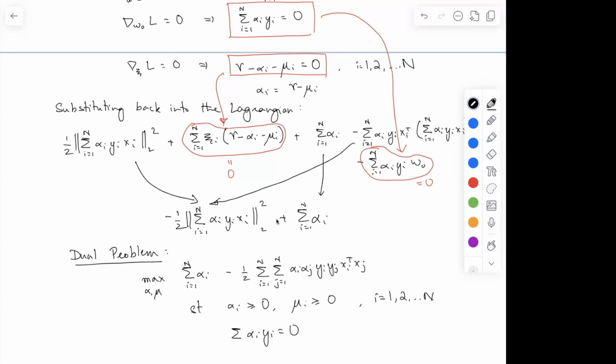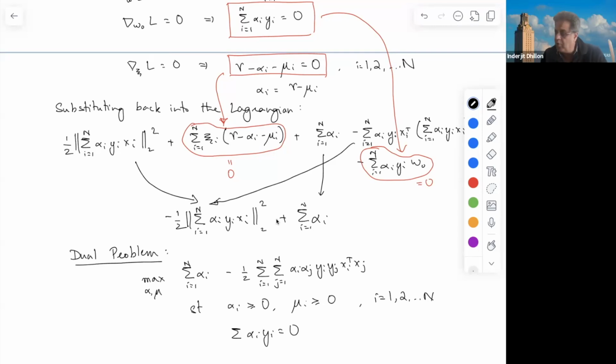Do you also need the constraint that gamma minus alpha I minus mu I is equal to 0? Or is that integrated into it? A good point. I actually missed that, right? And actually I was about to come to that. So this is that alpha I has the form gamma minus mu I, correct?